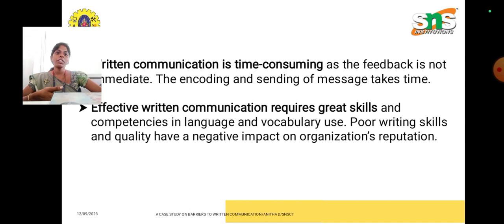Effective written communication requires great skills and competencies in language and vocabulary use. If you are trying to say something, don't go with the normal vocabulary. Better go with different types of vocabulary, which make the reader identify that you are a good English writer. Poor writing skills and quality have a negative impact on organizations' reputations.